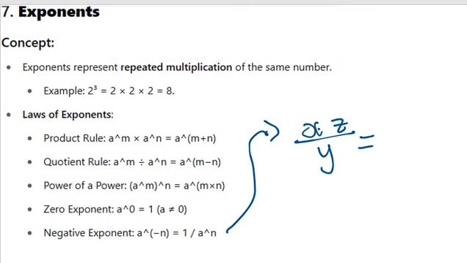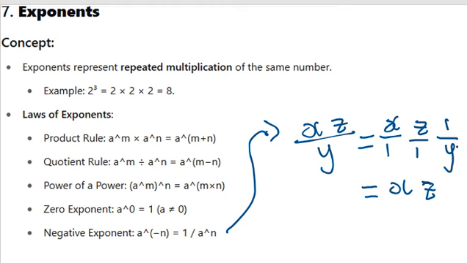Right, so you say, where is x? X is above, which means below it's 1 because there's no other x. Where's z? Z is above, there's no other z below. Where is y? Y is below, which means there's 1 above. So this thing is the same as x. X divided by 1 is x. Z divided by 1 is z. 1 over y, where the exponent is 1, is like y to the minus 1. So this is what negative exponents mean.